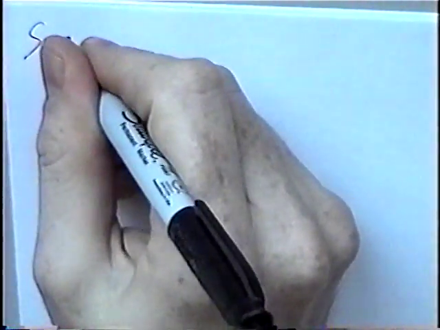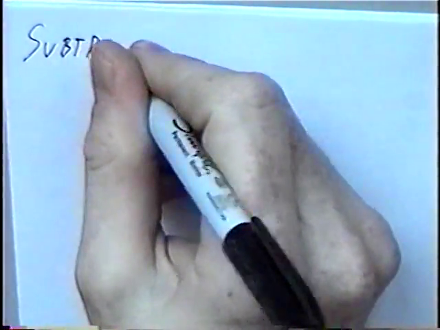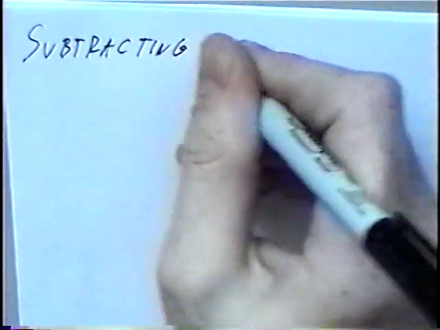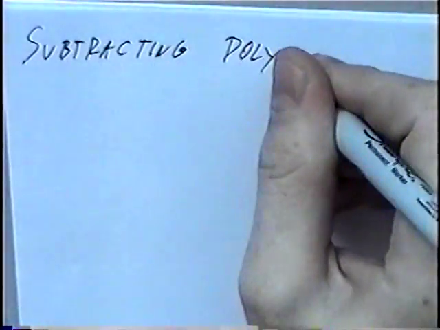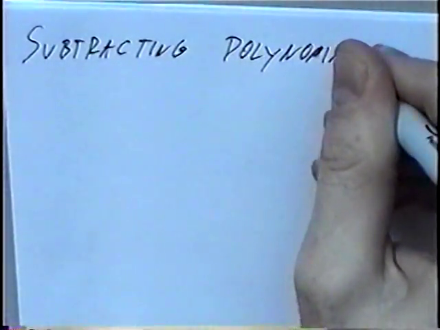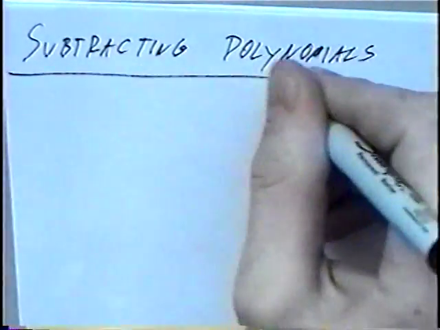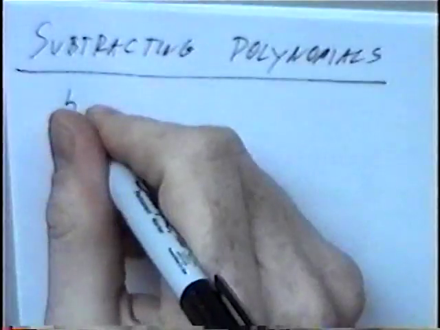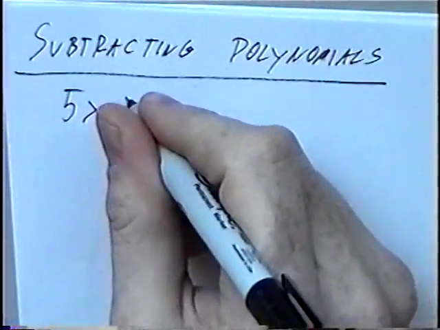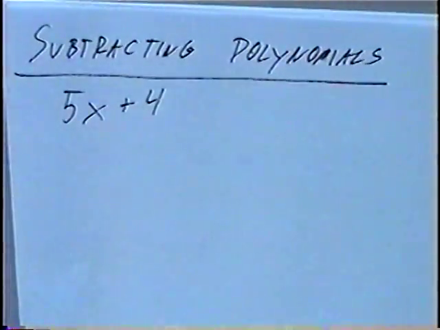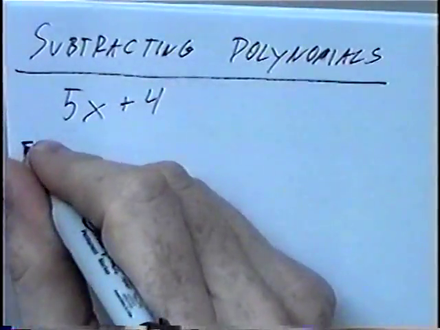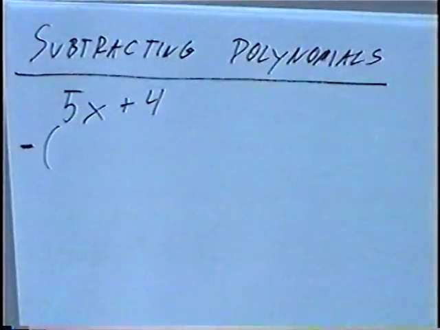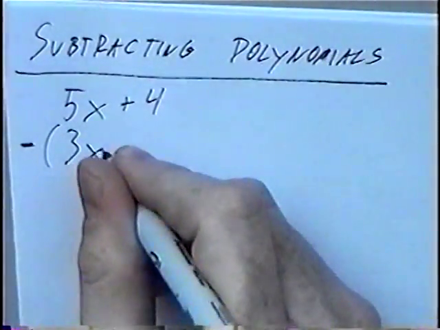Title of the last section today is Subtracting Polynomials. First question, 5x plus 4, and underneath we'll have a minus sign, and inside parentheses 3x plus 1.